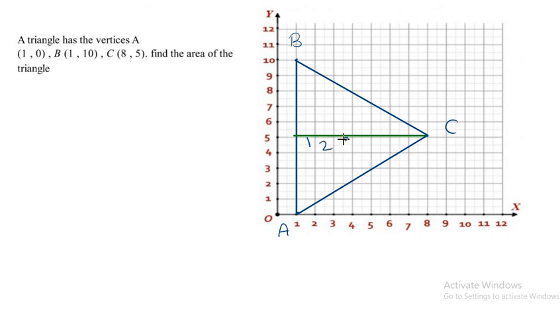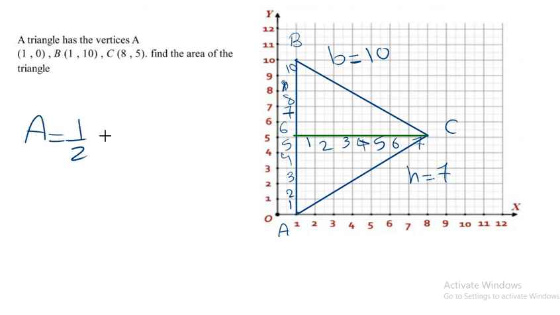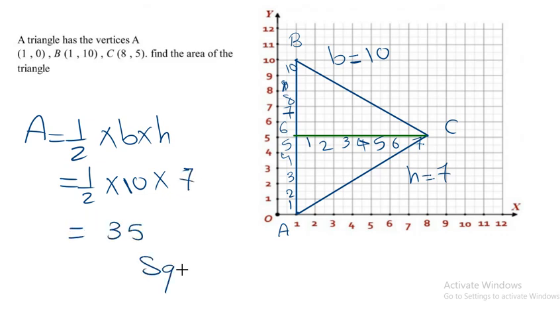We have 1, 2, 3, 4, 5, 6, 7. Height equals 7. The base 1, 2, 3, 4, 5, 6, 7, 8, 9, 10. So B equals 10. The area equals half times base times height, equals half times 10 times 7, which is 35 square units.